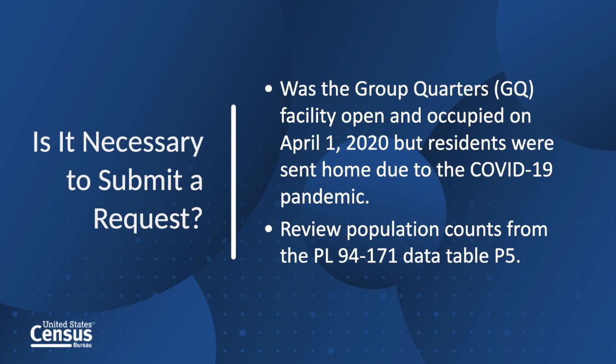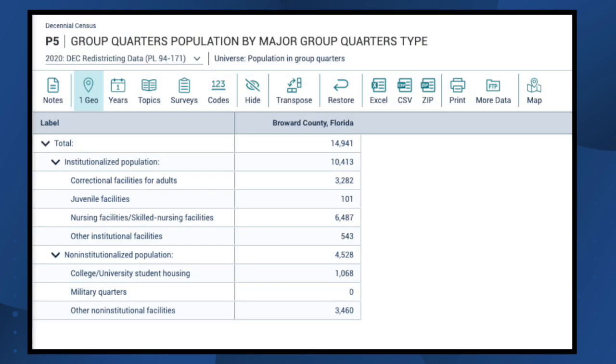You will need to review your group quarters population counts from the Public Law 94-171 Data Table P5. To learn how to access this data using data.census.gov, click on the link above and watch our data gem, How Do I Access Group Quarters Population Data from the 2020 Census Redistricting Data Files. You will need to review the data from Table P5 for your area to start building your case.